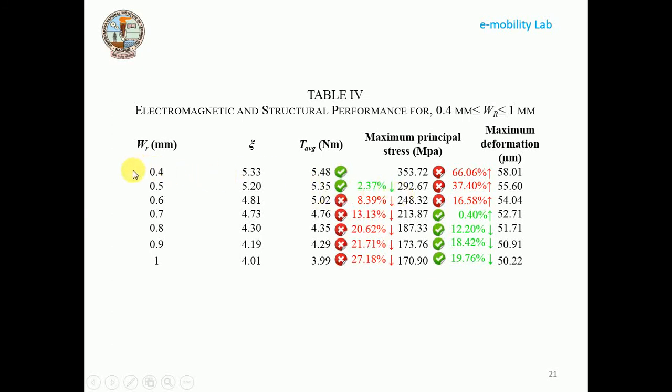So why didn't we go for this value? Of course, it is a very good value with respect to electromagnetic performance, but the mechanical properties are very bad, so we cannot choose it. That's why we are choosing the next one, 0.5 mm, where the torque performance only decreases by 2%, but we are not satisfying the limit here.